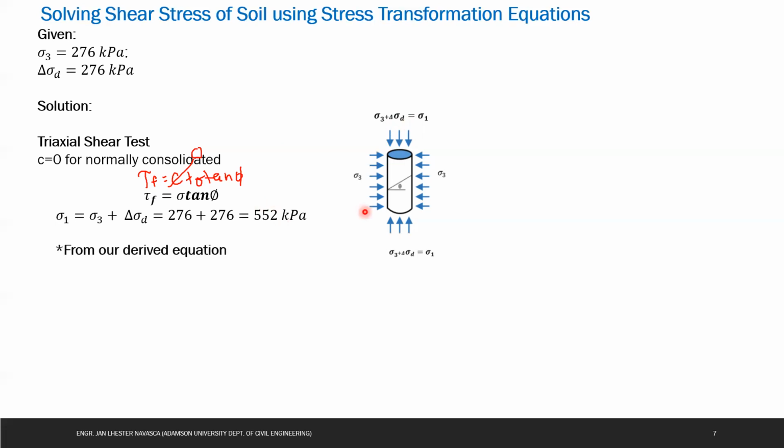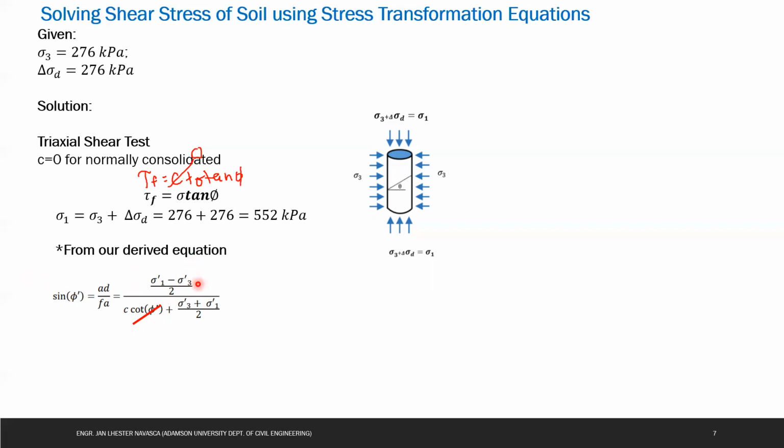Then from our derived equation last meeting, sine phi prime is equal to AD over FA, which is also equal to the radius, (sigma 1 prime minus sigma 3 prime) over 2, divided by the line FA, which is C cotangent phi prime plus (sigma 3 prime plus sigma 1 prime) over 2. Since the cohesion value is 0 for normally consolidated soil, the C cotangent phi prime term cancels out. Therefore, sine phi prime only uses this equation.